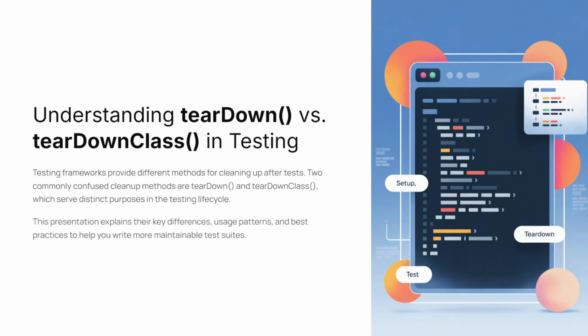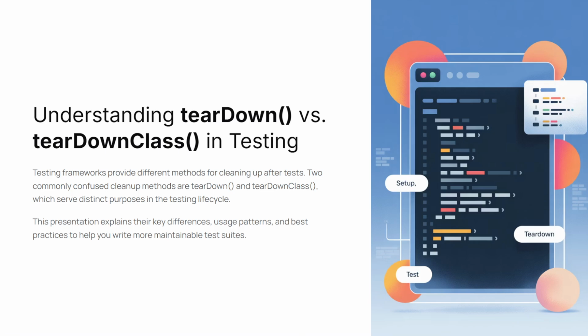Today we are going to understand tearDown versus tearDownClass methods in testing. Testing frameworks provide different methods for cleaning up after tests. Two commonly confused cleanup methods are the tearDown method and the tearDownClass method, which serve distinct purposes in the testing life cycle. This video explains the key differences, the easiest patterns, and the best practices to help you write more maintainable test suites.